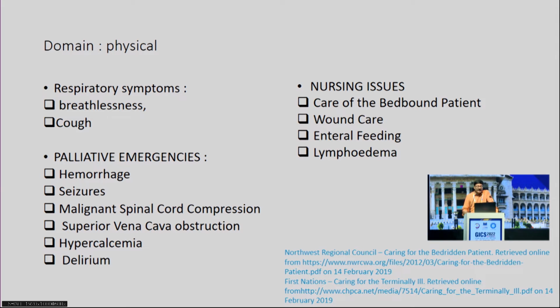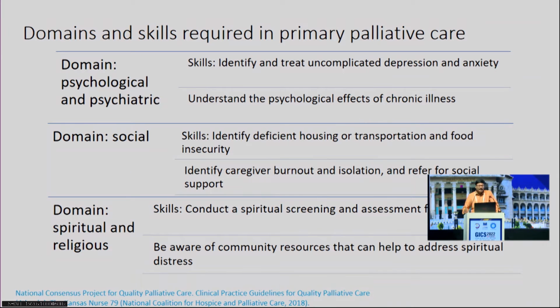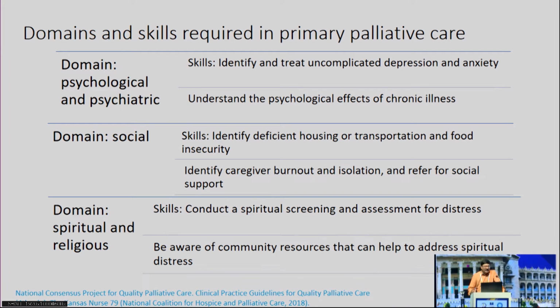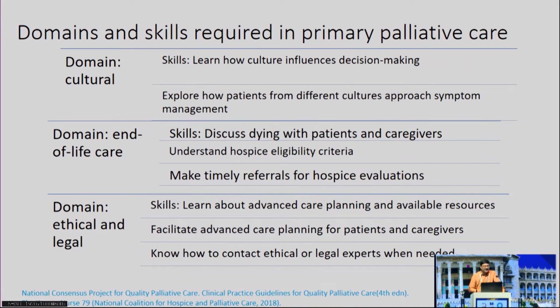And then nursing issues, care of the bedbound patient. We need to train the nurses about care of these patients. We need to provide wound care, enteral feeding, and lymphedema care. Somebody should be an expert in managing lymphedema to take care of these patients at home. And then we need to provide psychological and psychiatric support to identify and treat uncomplicated depression, and identify deficient housing, transportation, and food insecurity. They will have a lot of social problems. We need to address them, and conduct a spiritual screening and assessment for distress, and be aware of the community resources that can help address spiritual distress in these patients.